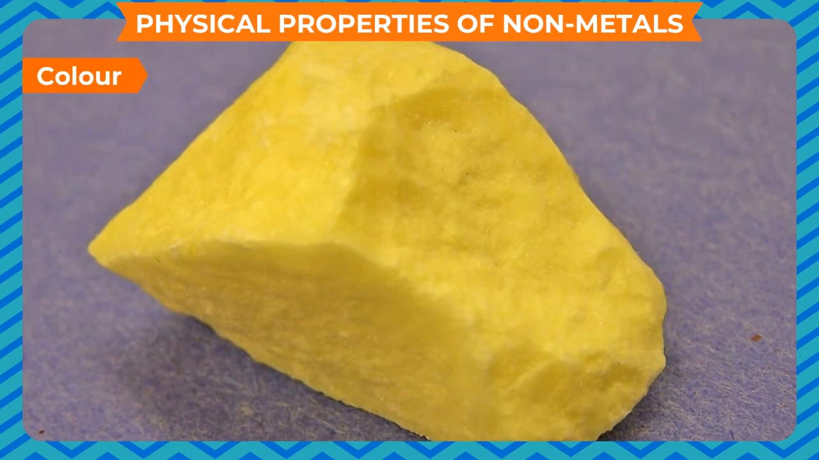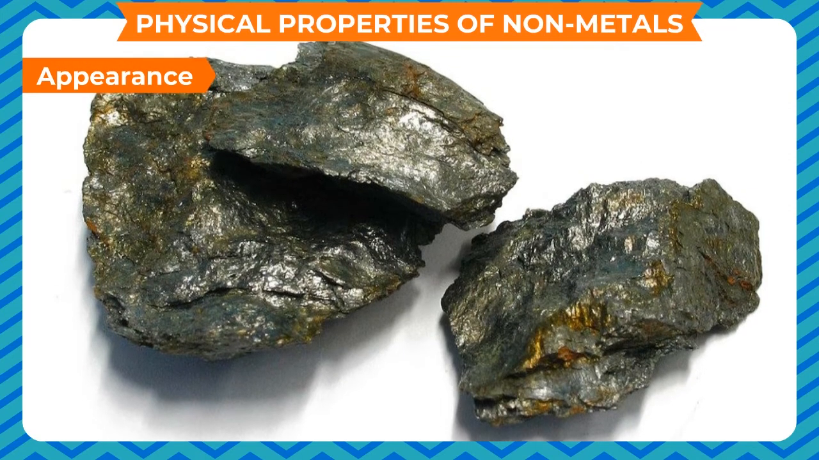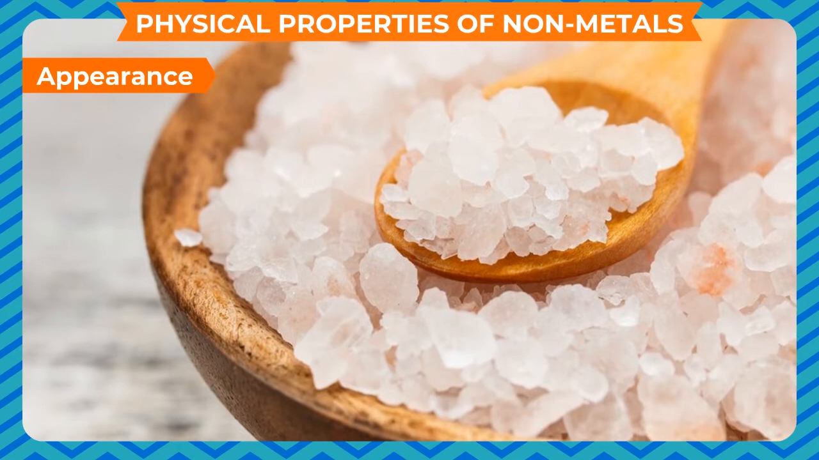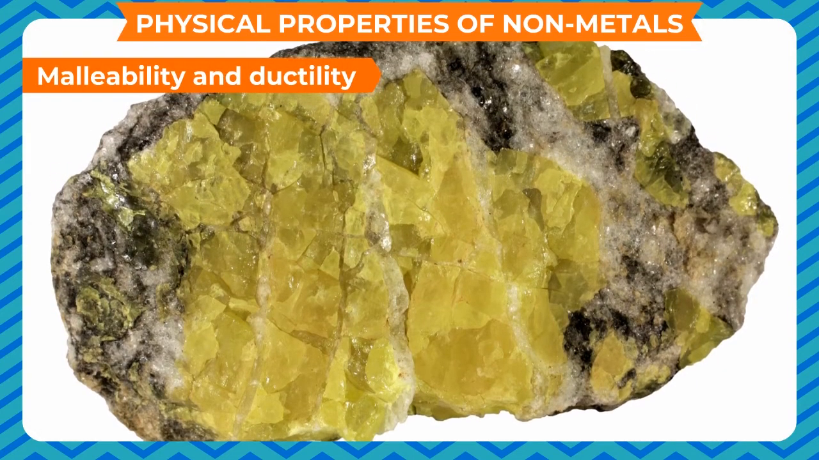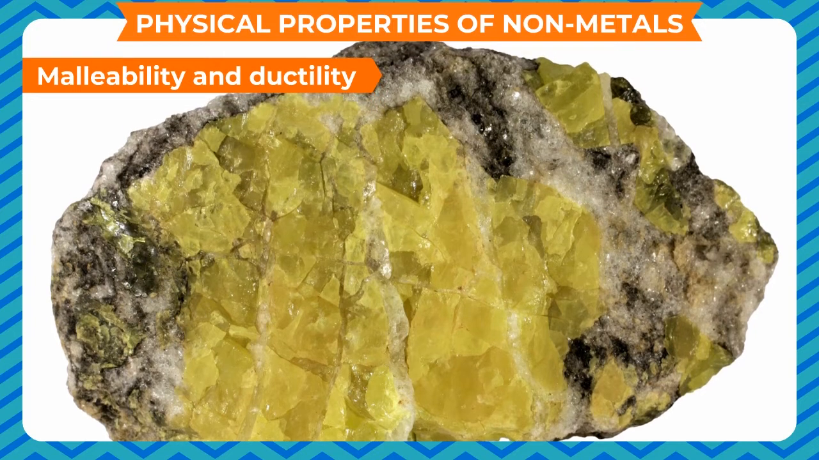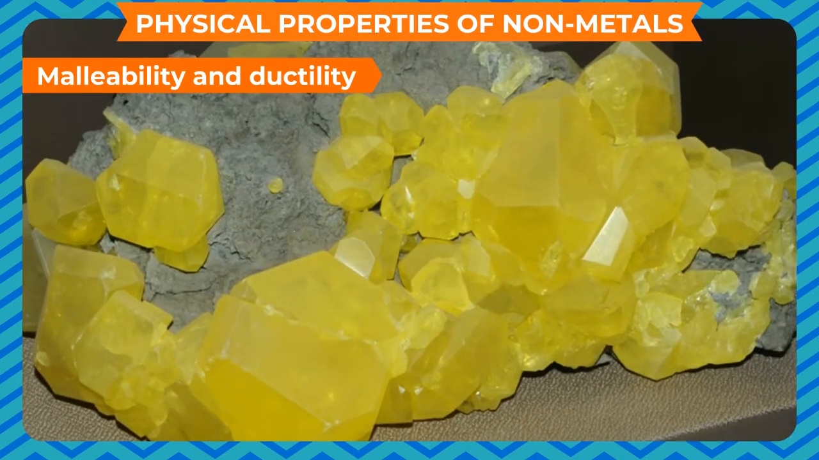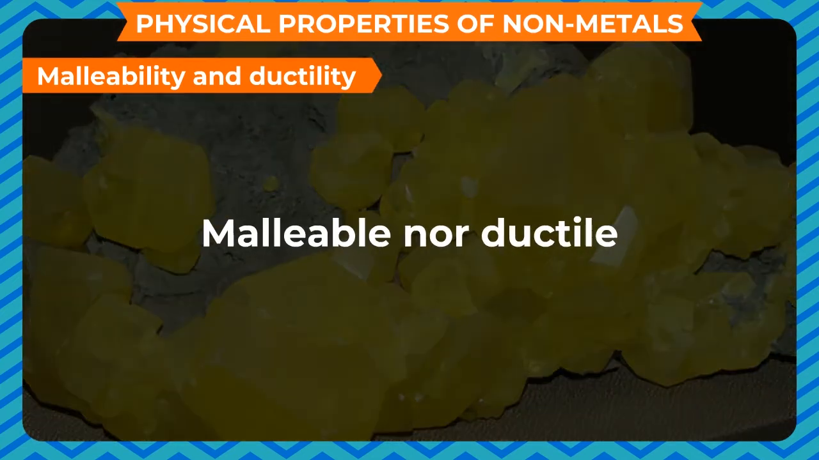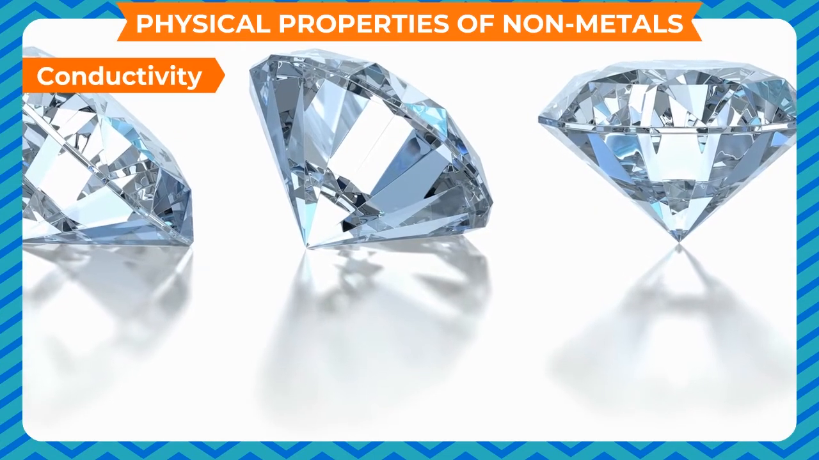Non-metals are available in a variety of colors. Appearance. Non-metals have a dull appearance. Graphite and iodine are exceptions as they are shiny and lustrous. Malleability and ductility. Non-metals can neither be beaten into sheets nor be drawn into wires. Thus, they are neither malleable nor ductile. They are rather brittle.